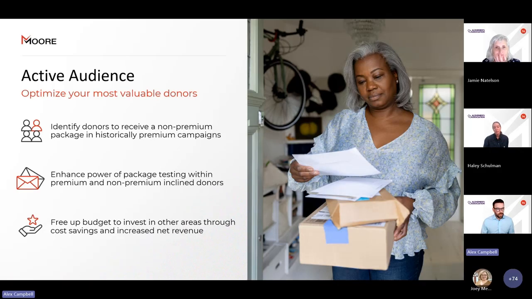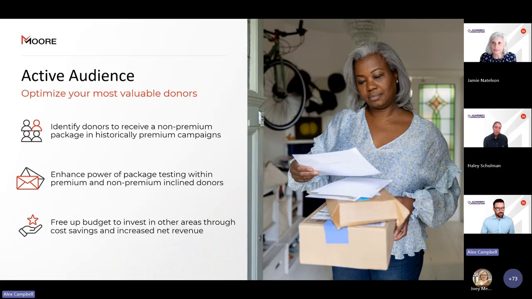We're also able to enhance the power of package testing within the premium and non-premium inclined donors. So we found that in many cases, organizations try to test it out of package A or package B. And when done so across an entire audience, it's kind of hard to beat controls. They exist for a reason. They've been successful and they've likely beaten a lot of other strategies and packages through the years with other A/B testing. So when we're able to hone in on who will be a more premium or non-premium inclined donor, testing different creative, different messaging, and different sorts of premium or freemium packages could be a lot more effective, and you can have a greater chance of wins within those audiences.